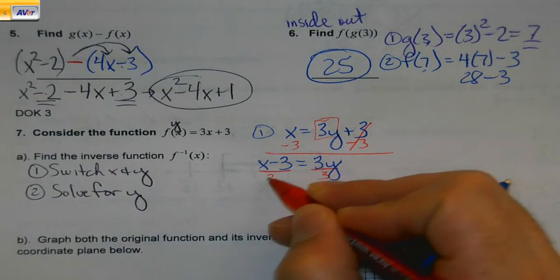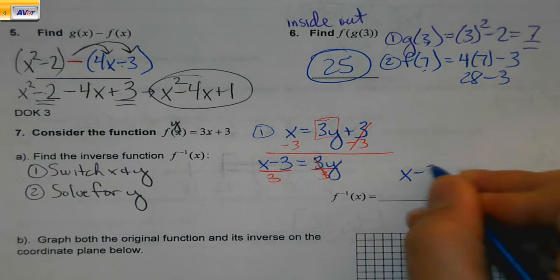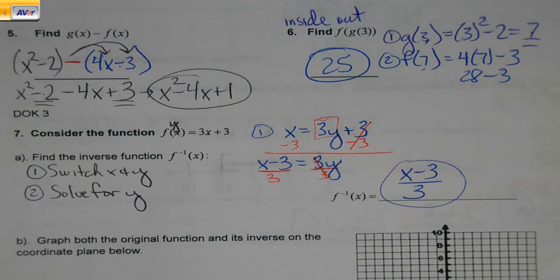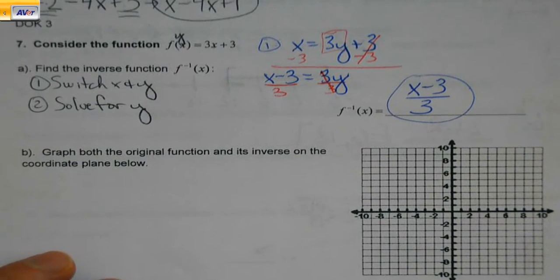That's to divide both sides by 3. So (x - 3)/3 would be my f inverse of x, again, which just means the inverse. Okay, that's kind of weird, but we can make that work. So then it says, graph the original function and its inverse in the coordinate plane. Okay.